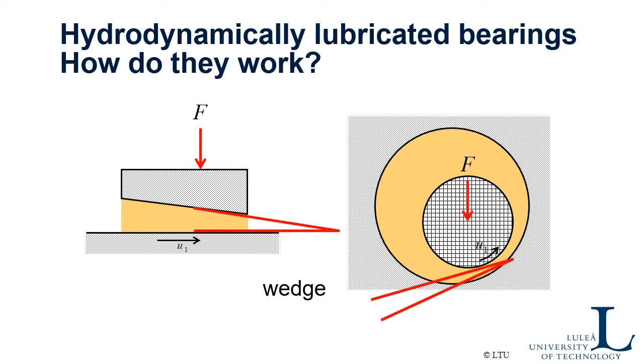And it's the same for this linear bearing. We call this the inlet, and we call this the outlet. You see that the inlet is bigger than the outlet, and in both cases we form a kind of wedge.